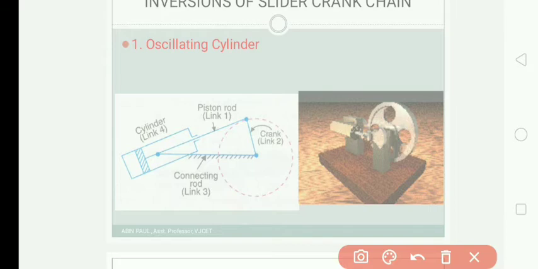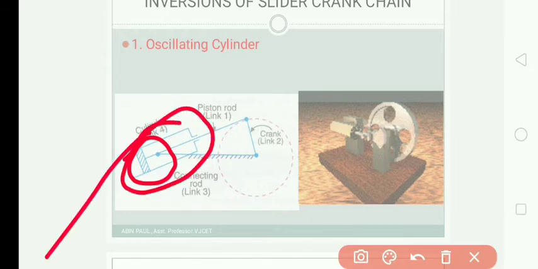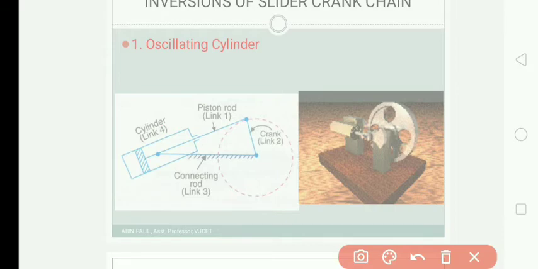So one slider is there. The slider is this, the piston is a slider. So a single slider is there. So that is the oscillating cylinder mechanism, where the cylinder is oscillating or the cylinder is sliding. That is why it is called the oscillating cylinder mechanism.